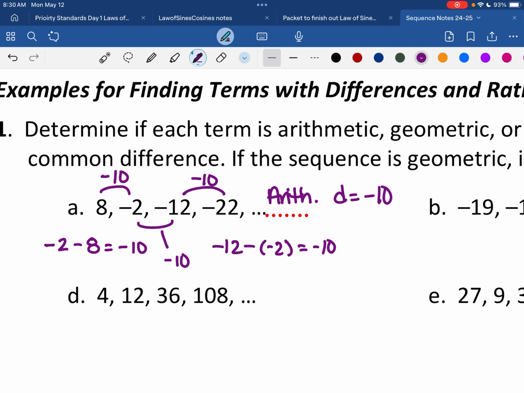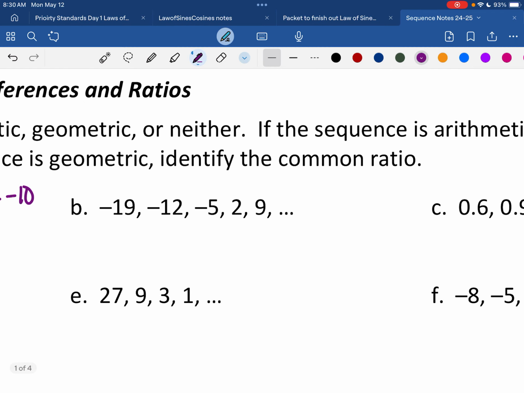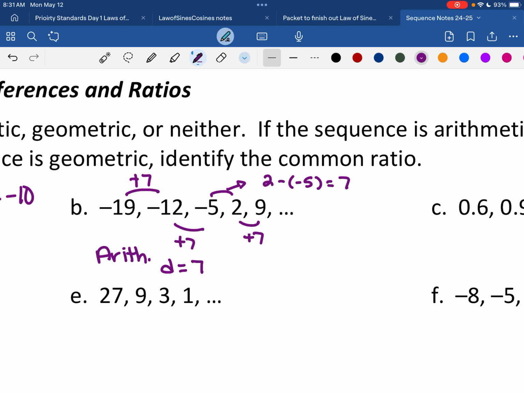So if you are doing something that is addition or subtraction, that's what you're looking at doing. And if it's the same for every single term, which you have to check every one, that's what you're doing. Looking at the next one, I see that I'm going up, up, up, up. 2 to 9 is really easy. That's a +7. And if I check here, 2 minus -5 equals 7. So that's +7. -12 to 5 is a +7, and this is a +7, so this is arithmetic, and your common difference is 7. It's a positive.